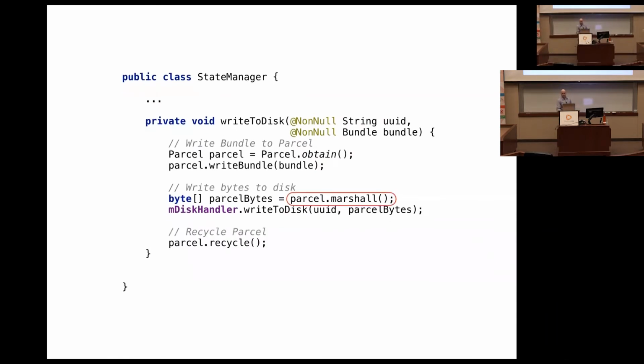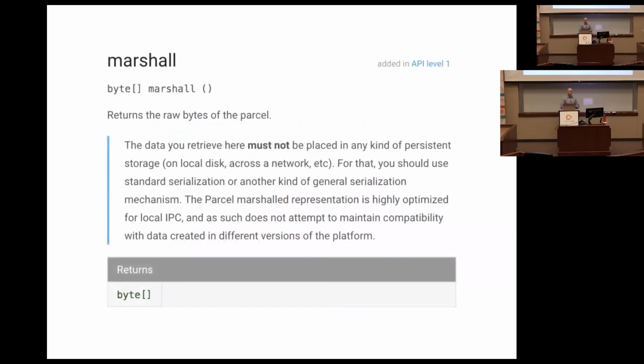So I just said that the magic kind of happens here with this marshal method. And the first thing you'll see when you look at the documentation for this is they say totally don't do what I'm telling you to do here. They say you must not place this in any kind of persistent storage. But the reason they give, I think, is very helpful, because what they say is, because it's so highly optimized, they can't guarantee that from one Android version to the next, if you try to read that parcel back, it's going to be in the same format, that that's actually going to work.